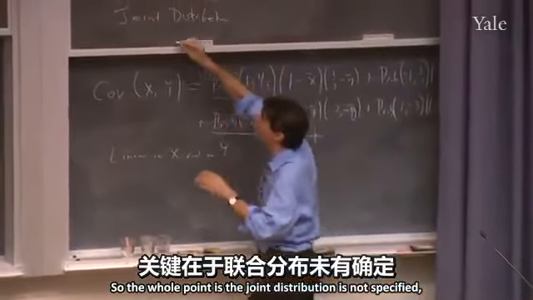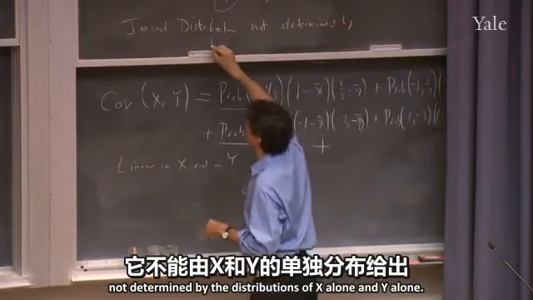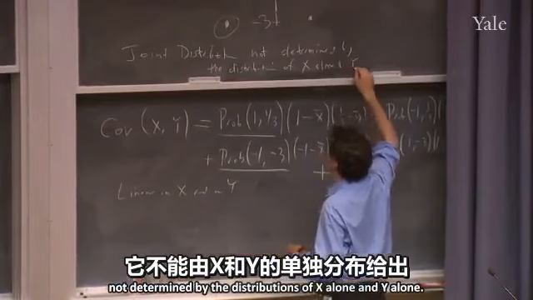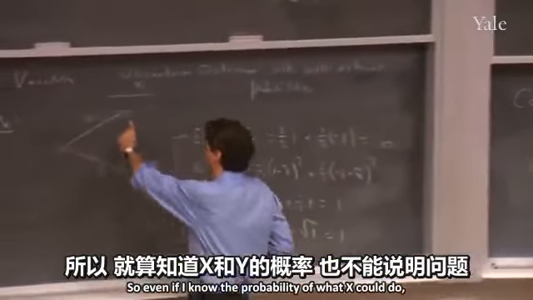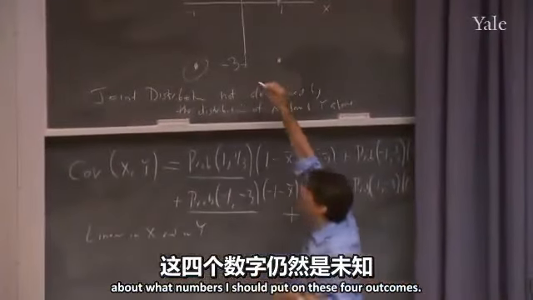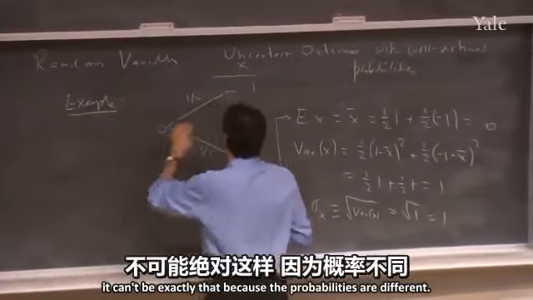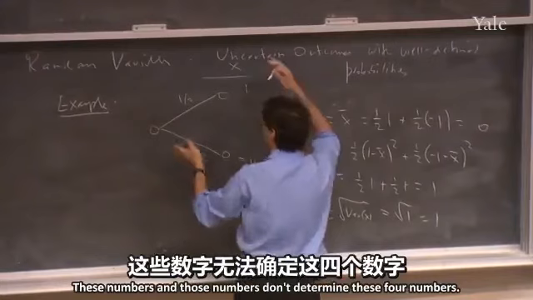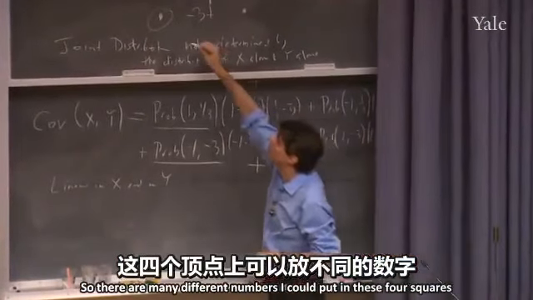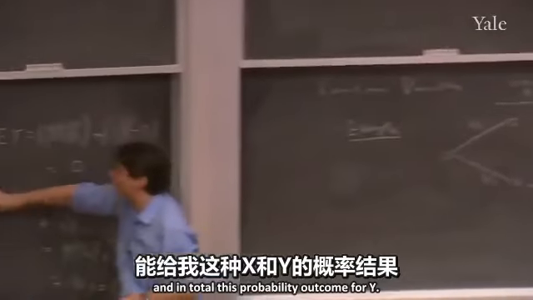So the whole point is the joint distribution is not specified, not determined by the distributions of x alone and y alone. Even if I know the probability of what x could do, and I know the probabilities of what y could do, that doesn't tell me anything about what numbers I should put on these 4 outcomes. For example, I could have at one extreme x, when x is high, y is high. It can't be exactly that because the probabilities are different. So these numbers and those numbers don't determine these 4 numbers. There are many different numbers I could put in these 4 squares, which would give me, in total, this probability outcome for x, and in total, this probability outcome for y.